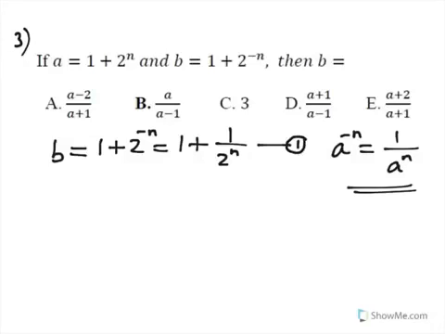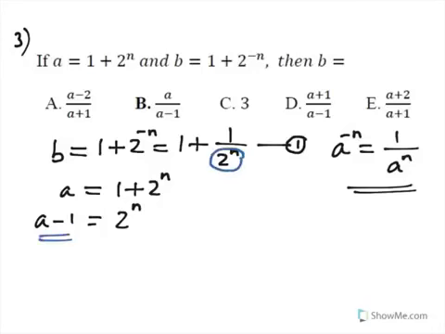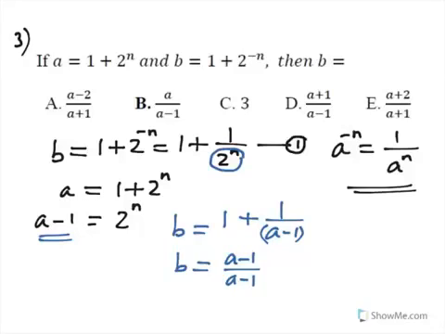Then I'll come back to a equals 1 plus 2 to the n, and I'll subtract 1 from each side to get 2 to the n. The idea is to replace this 2 to the n by a minus 1. So I can now say from equation 1, b equals 1 plus 1 over a minus 1. Now, for some people this may be a little bit more challenging. We need to write these two with the same denominator. So I'm going to change that 1 and write a minus 1 over a minus 1, assuming a is not 1, then it's acceptable to do that, plus 1 over a minus 1.